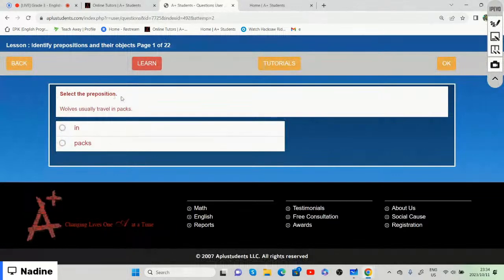We need to select the preposition. Wolves usually travel in packs. Is it in or packs? That is the preposition. In or packs. We need to select the preposition.